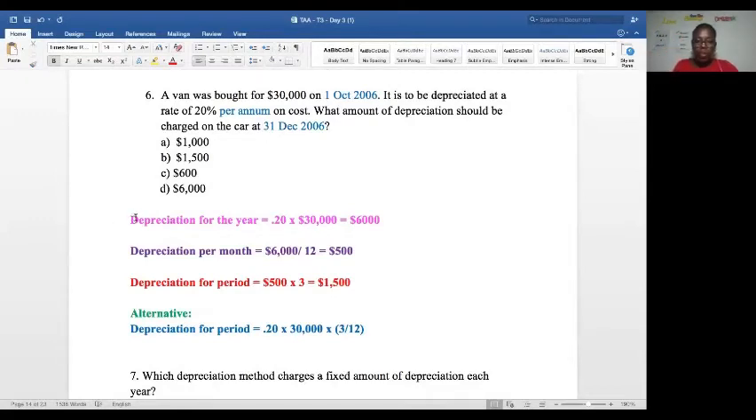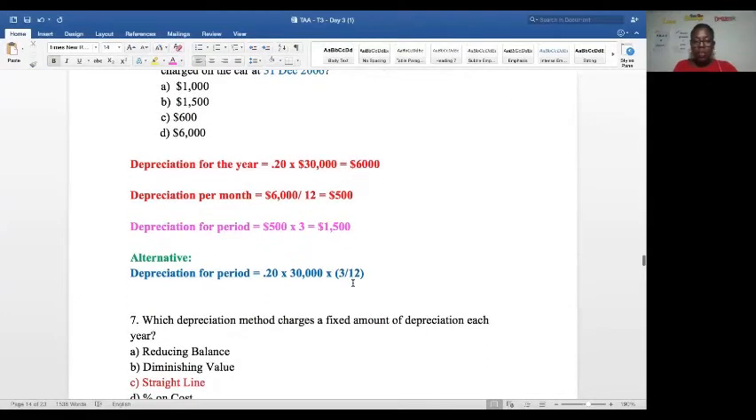But find the depreciation for the year first, which is going to be 20% by the 30,000. Find the depreciation for your month. So you take the total depreciation for the year, which is the 6,000, divided by 12. You're going to get 500 as the depreciation for the month. And then your depreciation for the period: take the 500 per month and multiply by the number of months. You're going to get 1,500.